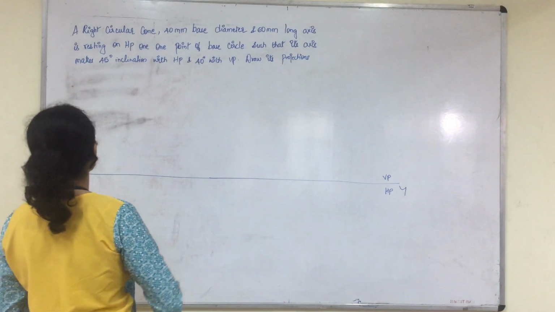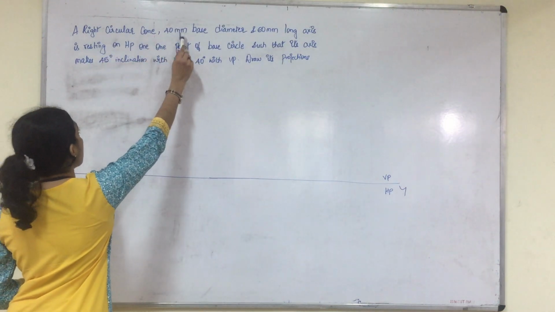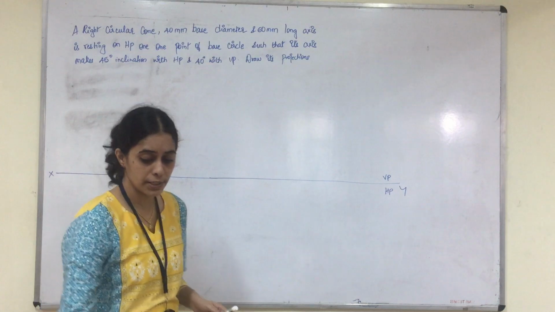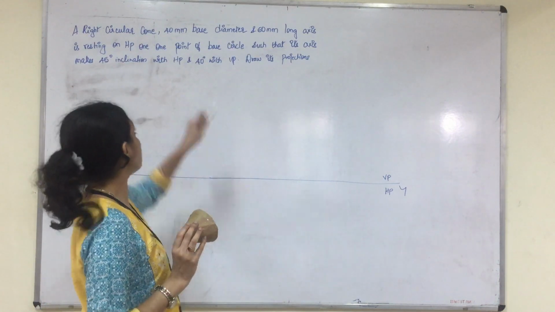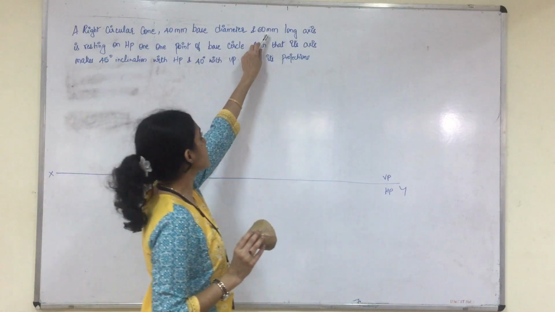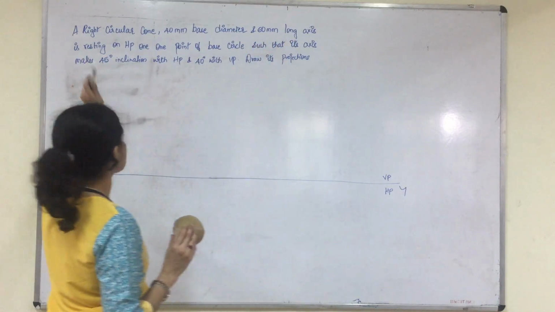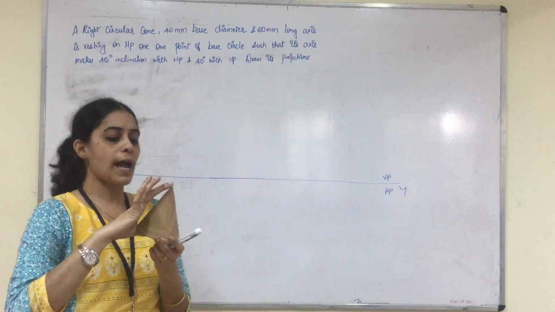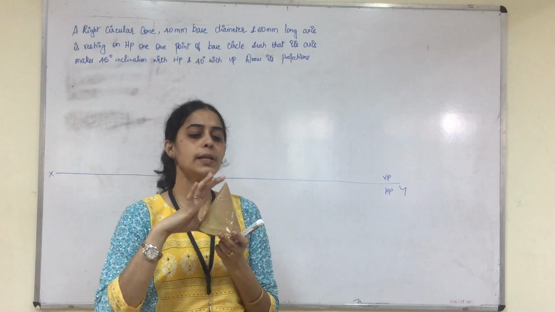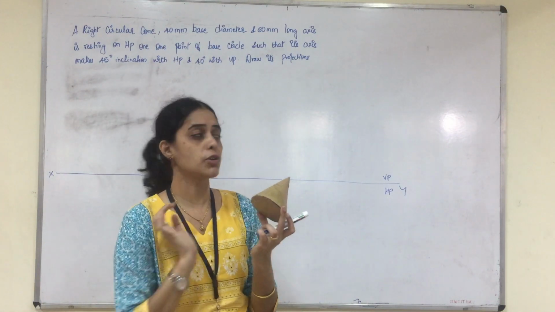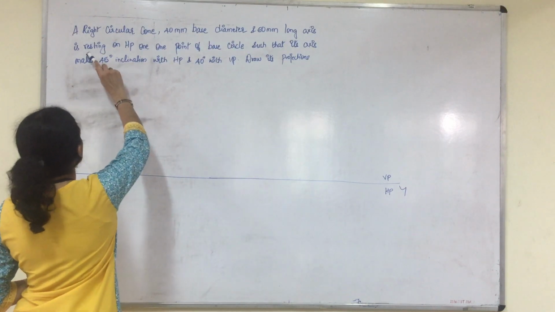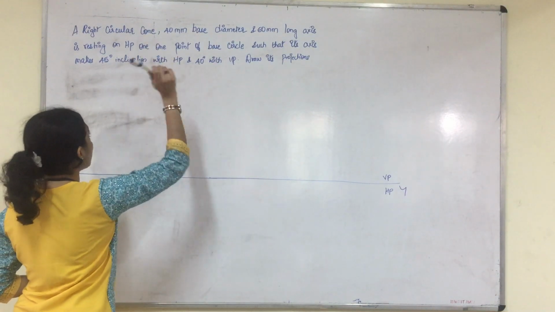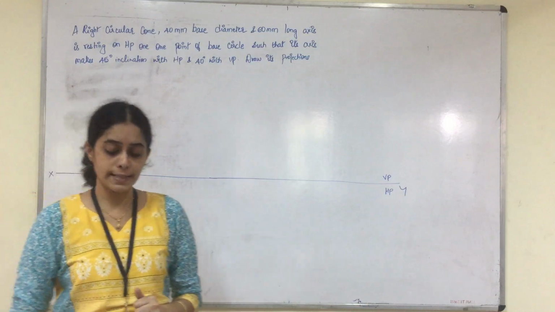So the question here is: a right circular cone of 40 mm base diameter, meaning the base circle is made with a diameter of 40 mm, and 60 mm is the axis length. So the axis height is 60 mm from the apex to the bottom center. And how is it resting? It is resting on one of its points on HP in the base circle.